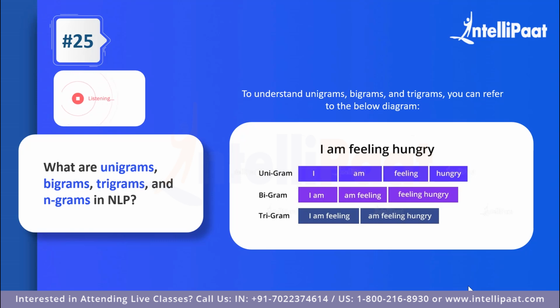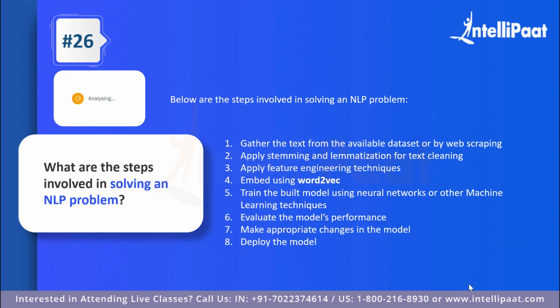Now let us move on to the next question: what are the steps involved in solving an NLP problem? These are the steps that we use for solving a real-life NLP problem. First we have to gather the text from the available data set or by web scraping. Data collection is one of the important tasks before solving any problem in the field of AI, machine learning, data science, as well as in NLP, as we are dealing with text. Then we have to apply stemming and lemmatization for text cleaning. Then we apply feature engineering techniques and then embed using word2vec.